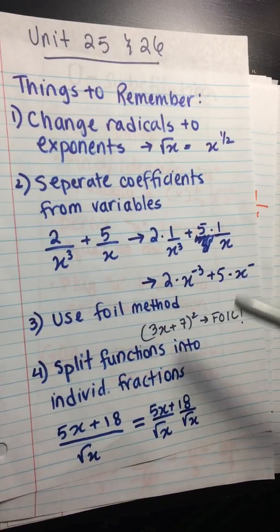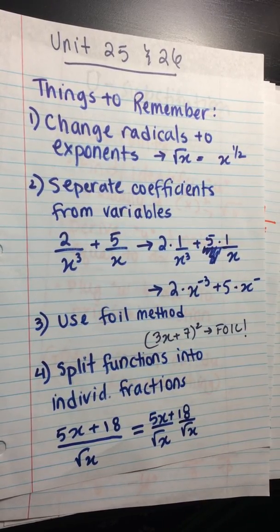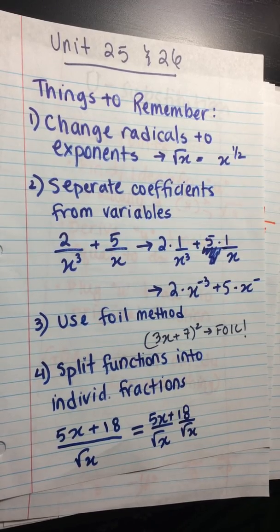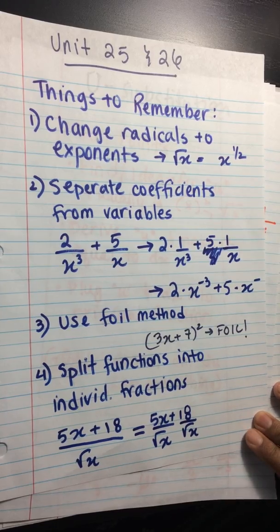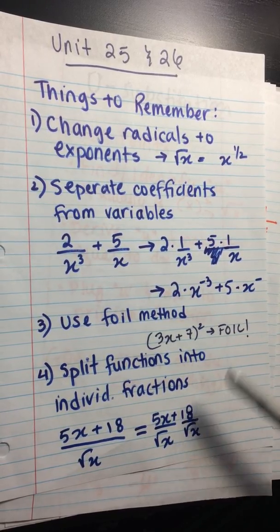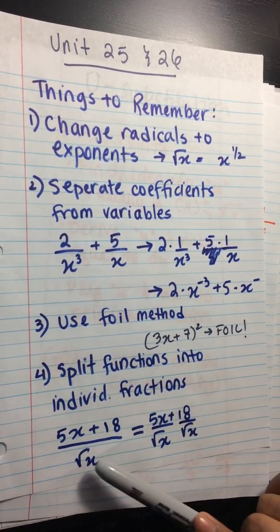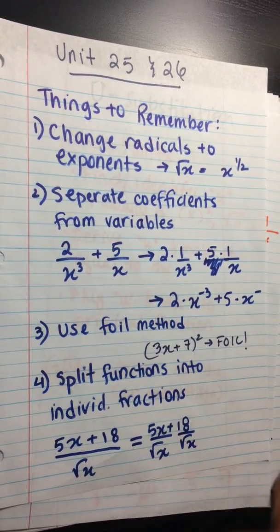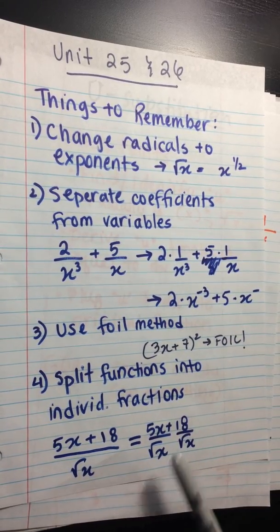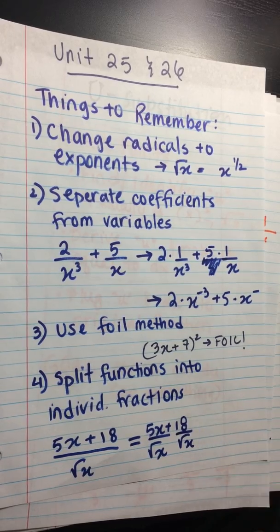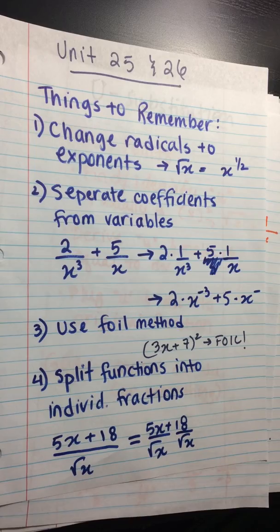Using the FOIL method, so if you have 3x plus 7 squared, FOIL it out, because then you would have individual terms, which will be easier for you to add to the exponent and divide. And split functions into individual fractions. So if you have 5x plus 18 over square root of x, you could split them, so you would have 5x over square root of x plus 18 over square root of x. Easier for you to bring up the x and the x.